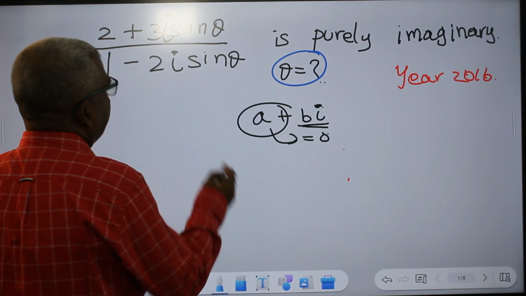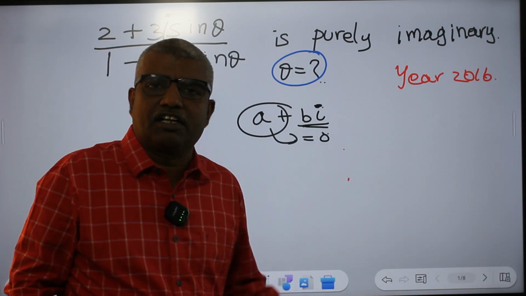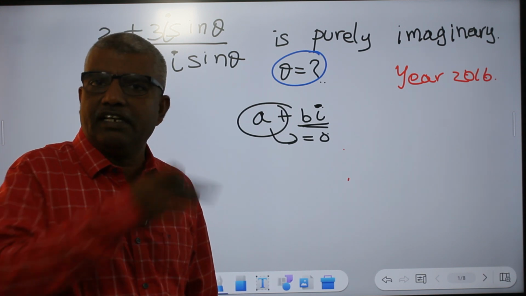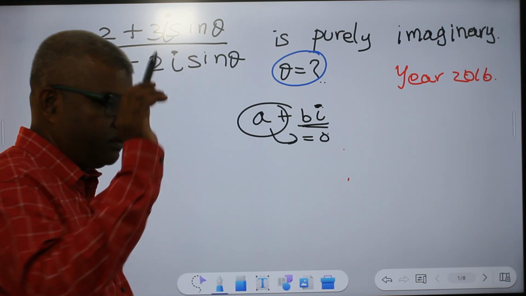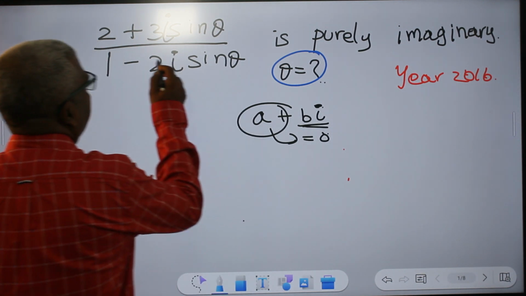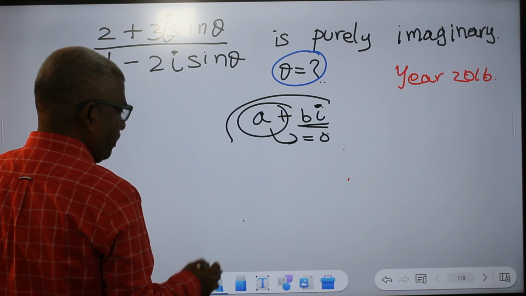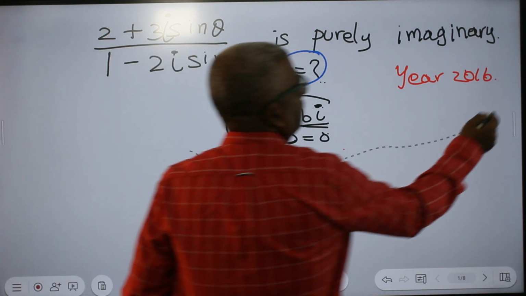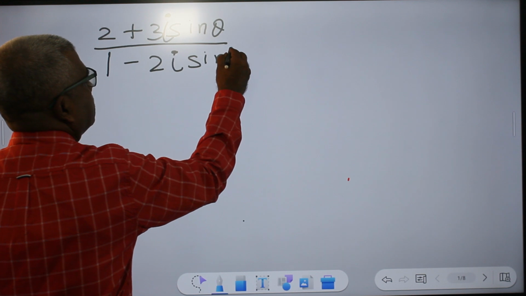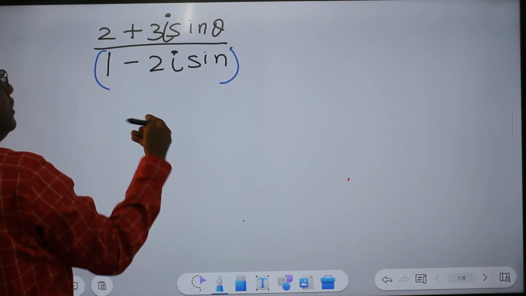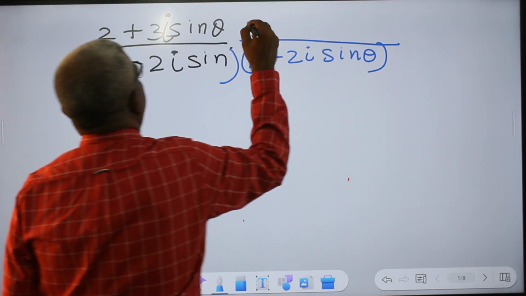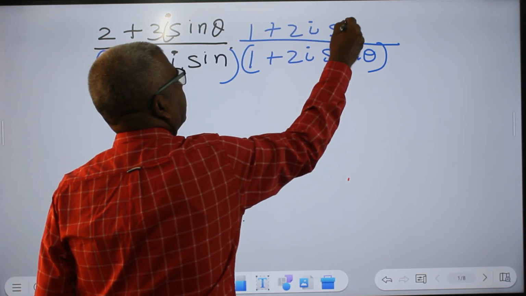Now, if the denominator has a square root or the complex number i, what is our main duty? We have to eliminate it. How to eliminate? Multiply with the conjugate. Why are we multiplying with the conjugate? If it is a square root, the root will go. For i, what will happen? i squared means minus 1. So now I am going to multiply with the conjugate, which is 1 plus 2i sin theta.